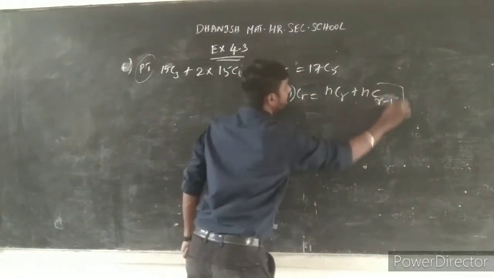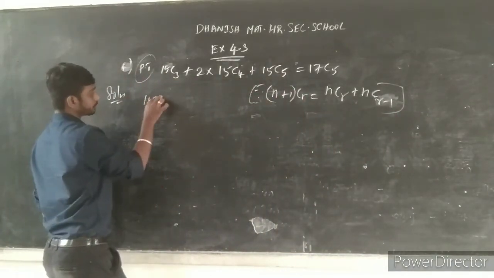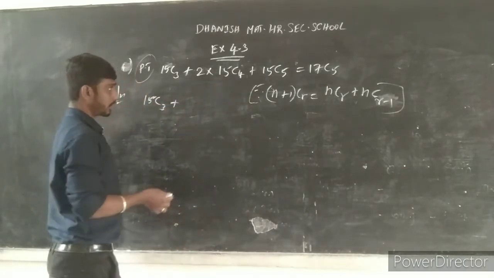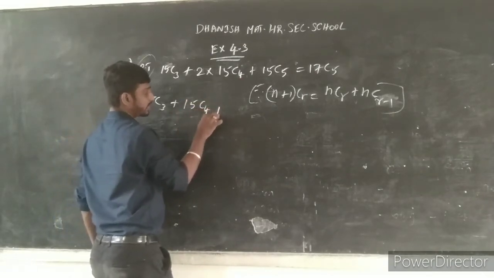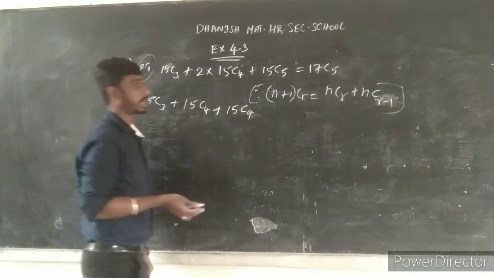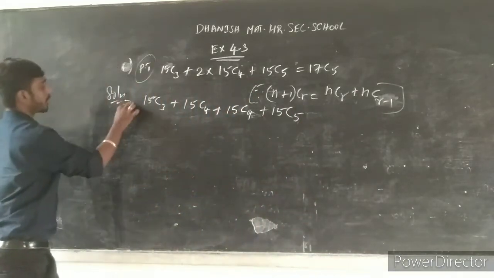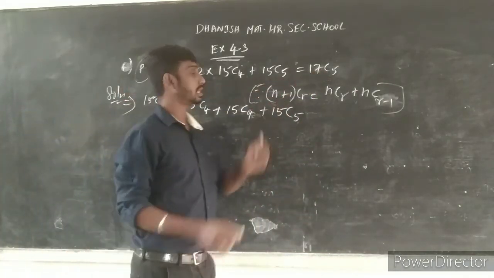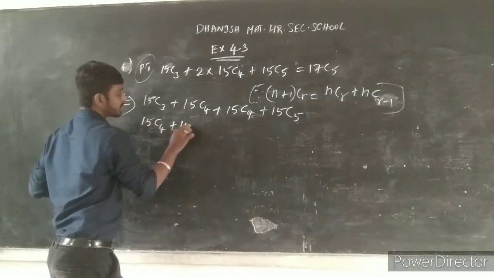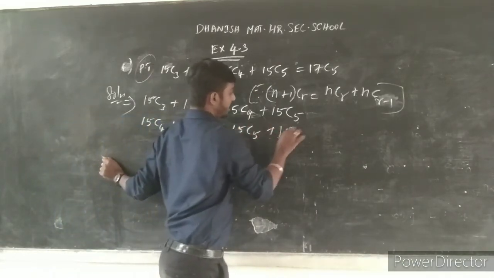So let me see here. We have 15C3 plus 2 into 15C4. You will write it like this: 15C4 and 15C4, so it will be the same concept. Now see this one, 15C5. Because we are going to prove the other side, I am rearranging like this: 15C4 plus 15C3, then 15C5 plus 15C4.